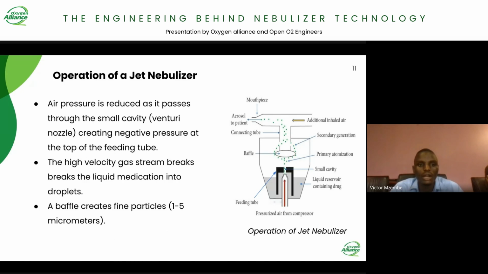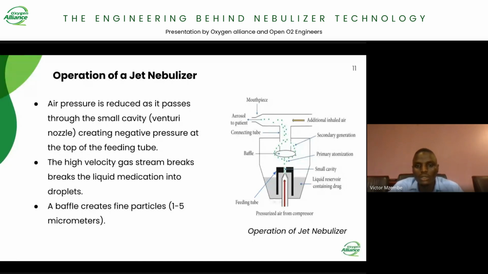Now let's look at the operation of a jet nebulizer. For the jet nebulizer, as I mentioned, it uses compressed air. The compressed air from the compressor is forced through a structure called a jet. At the top of the jet is a small cavity, commonly called a venturi nozzle. The device uses the venturi effect, whereby air pressure is reduced as it passes through the small gap, while the velocity is increased.